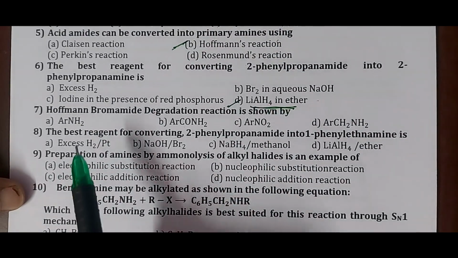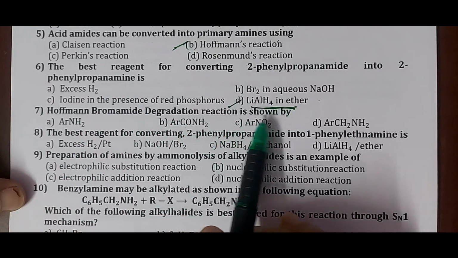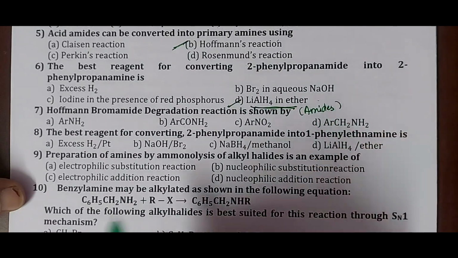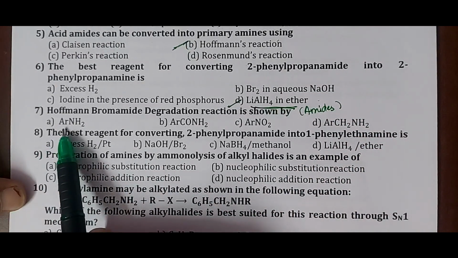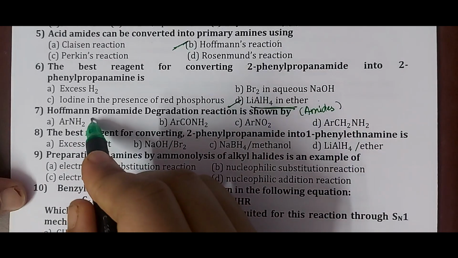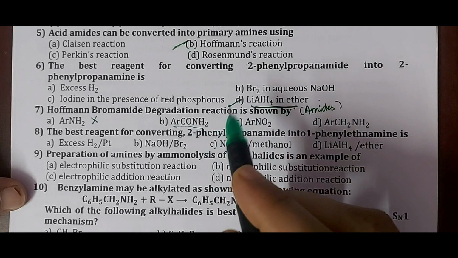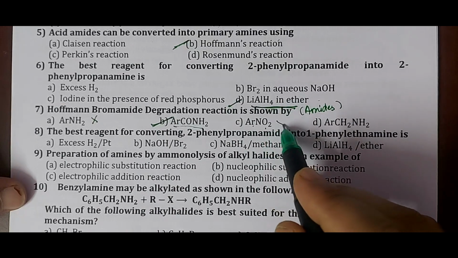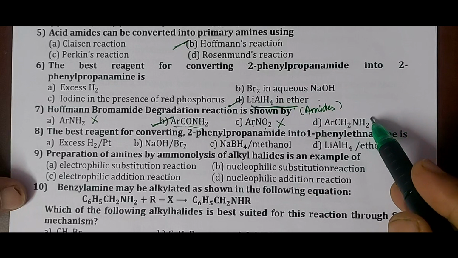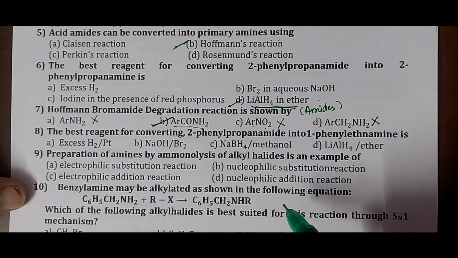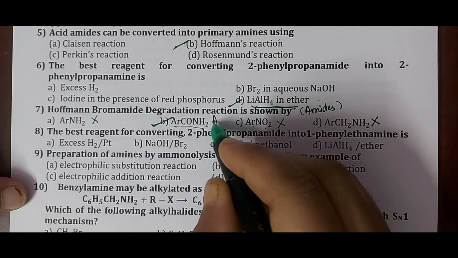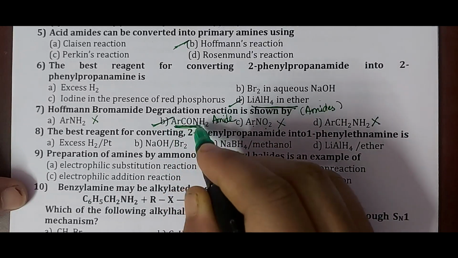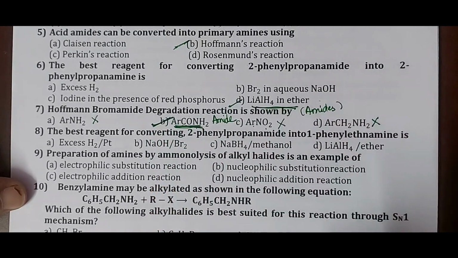Question number 7 is: Hoffman bromamide degradation reaction is shown by. You should know that it is shown only by amides. The options given are, first, aromatic amine. No, we need an amide here. Next is aromatic amide. Yes, it can be the correct answer. Next is aromatic nitro compound. No. And lastly, it is again an aromatic amine, so it is also not a correct answer. So the correct answer is an amide. Amides only undergo Hoffman bromamide degradation reaction. Amide means they should contain the CONH2 group. So the correct answer is option B.